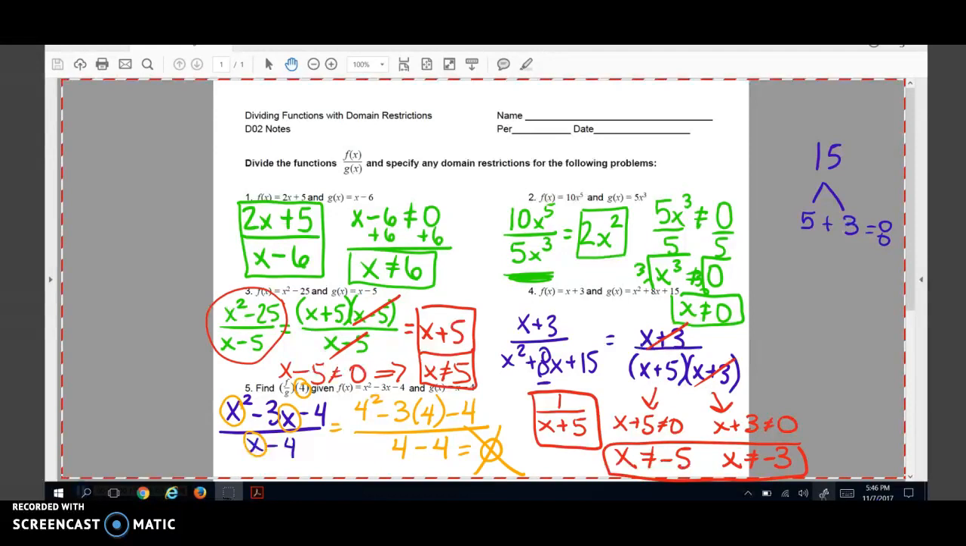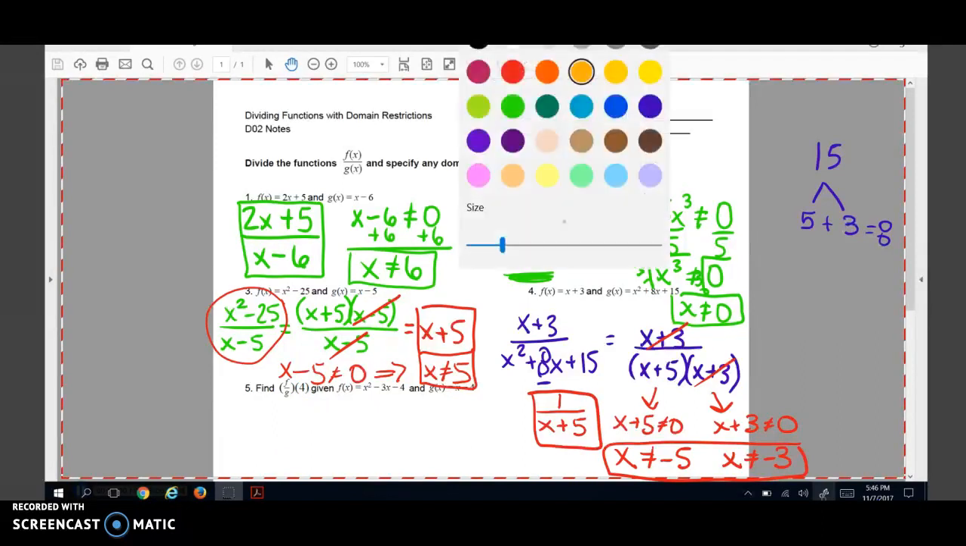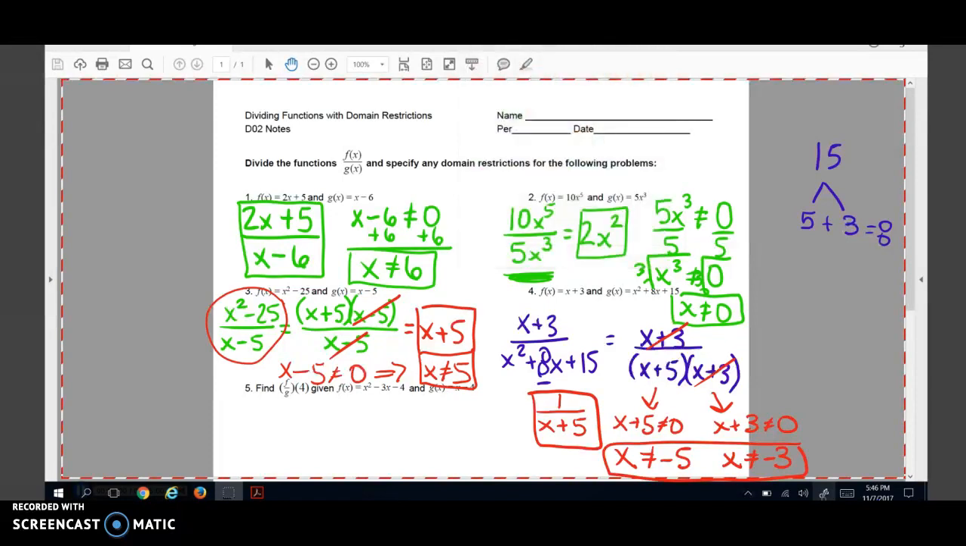Hence, why on problems 1 through 4, we have to simplify and talk about our domain restrictions, because we cannot divide by 0. So instead, what we should do is take my f of x, which again is x squared minus 3x minus 4, divide it by g of x, which is x minus 4, and we need to first simplify this.